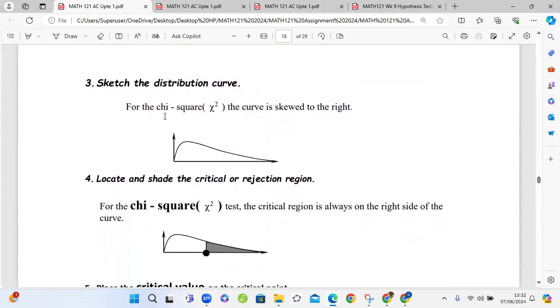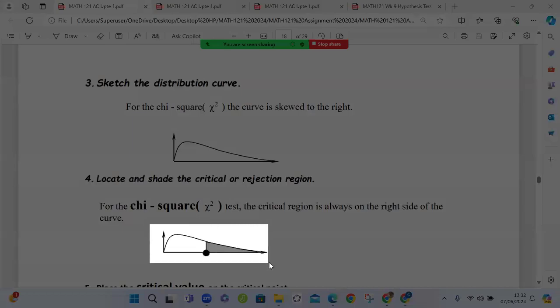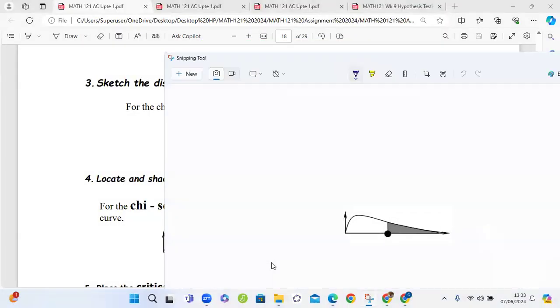Step 3 is to sketch a distribution curve for the chi-square. It will be skewed towards the right, unlike the z-test, which will be a normal curve. And step number 4, the critical region will always be on the right for the chi-square test, and the critical point will be on the right for the chi-square test. So we can simply take a snapshot of this diagram there.